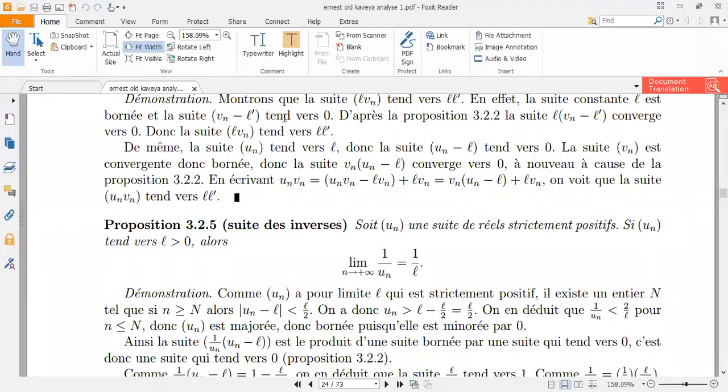Remember, we know that our Vn here is equal to Vn minus the L prime. To redefine this, it's actually going to become L, right? It's Vn minus L prime. This here is the same as this here. Where is this coming from? From here. This is where it's coming from.